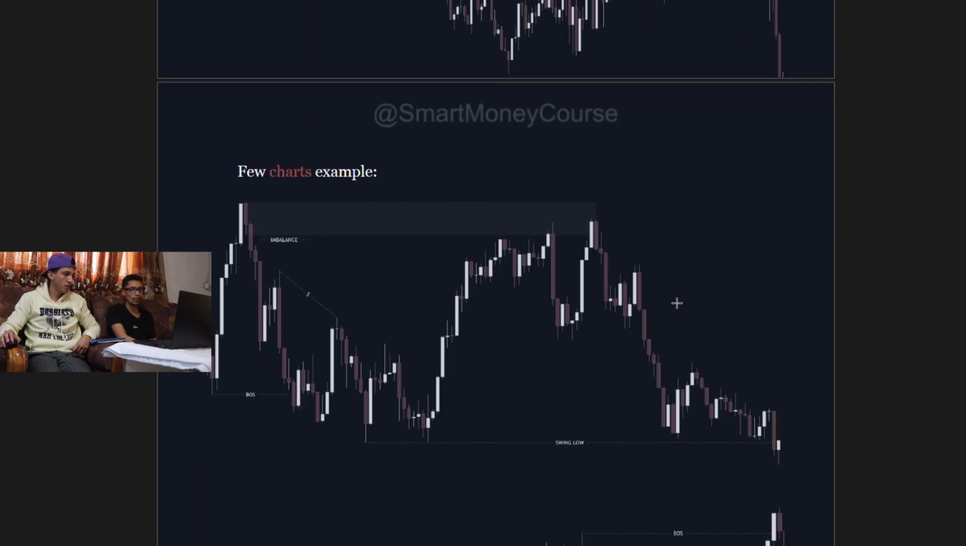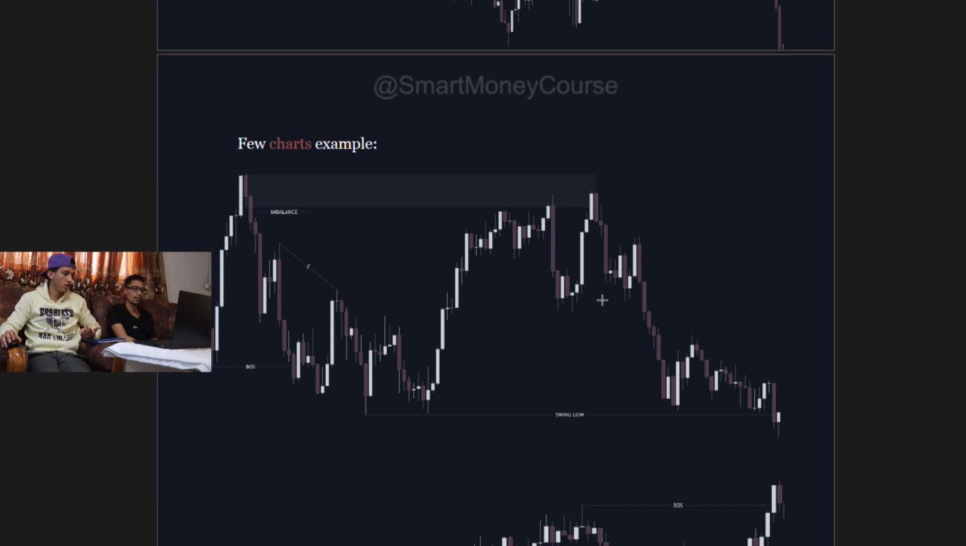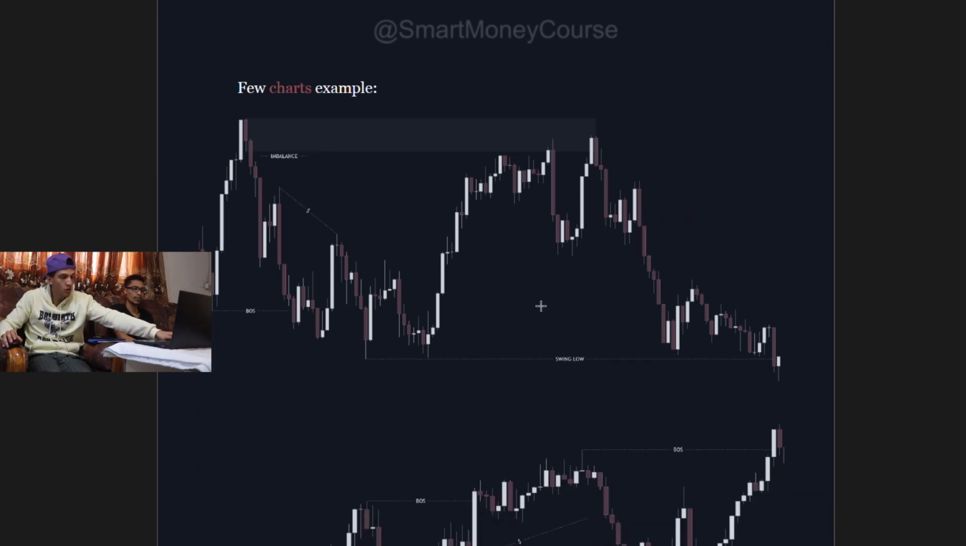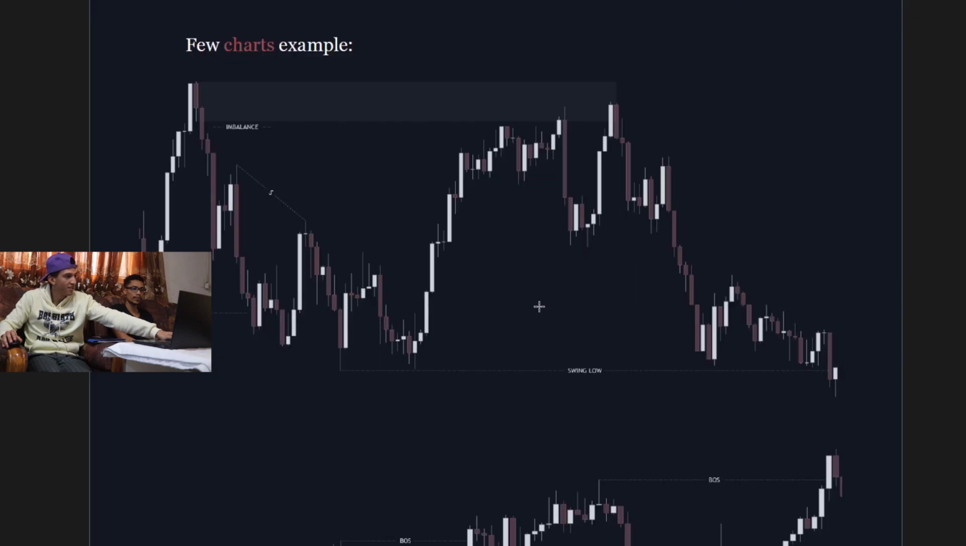Here are a few chart examples. I think this is where you can pause the video and look at it, but we'll zoom in for you guys, so don't worry. Yes, I think that's enough of a zoom.